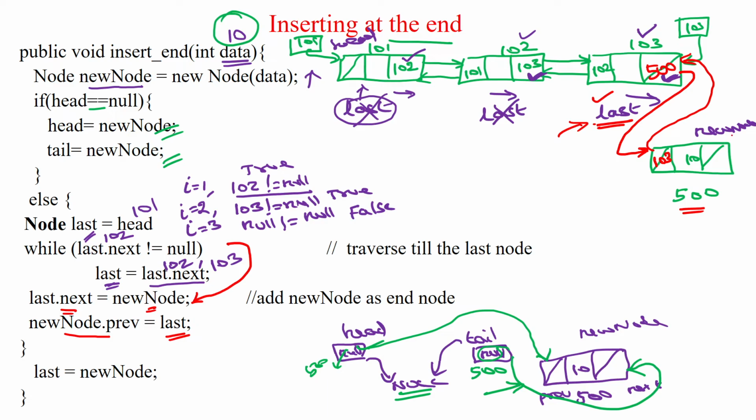Then finally, which is the tail node? The tail node will become the new node. So the tail pointer is updated with the new node, and the address is overwritten as 500 in the tail pointer. So last is updated with the new node 500. This is the procedure to insert a node at the end of the doubly linked list. Thank you.